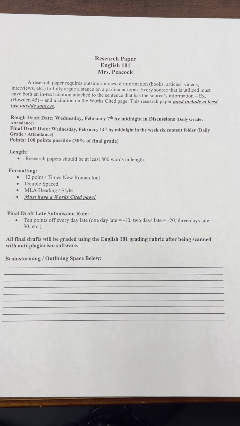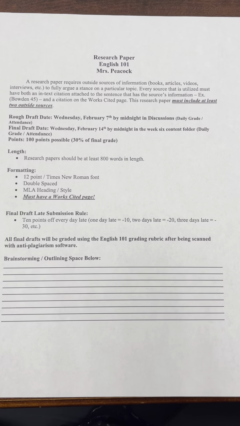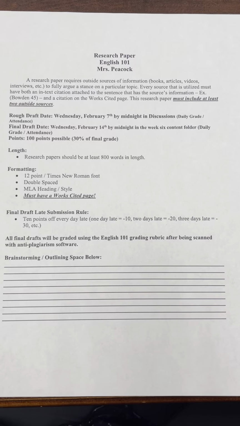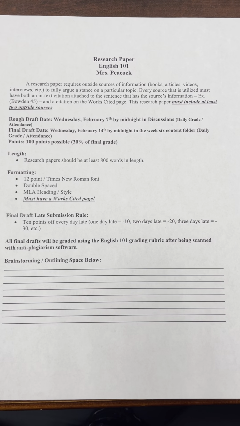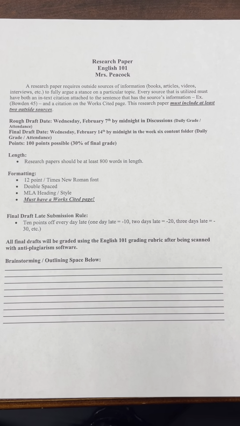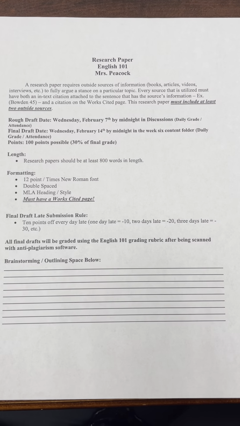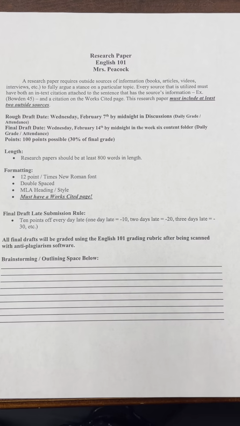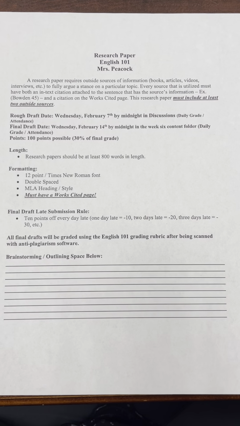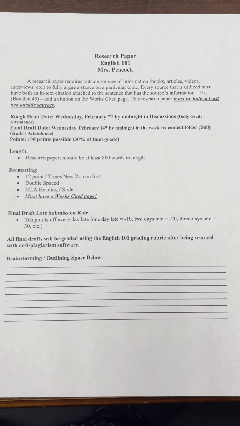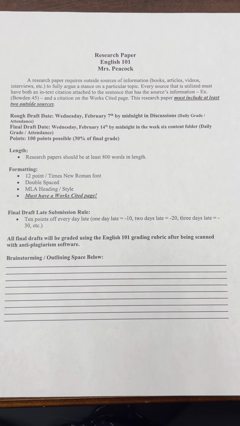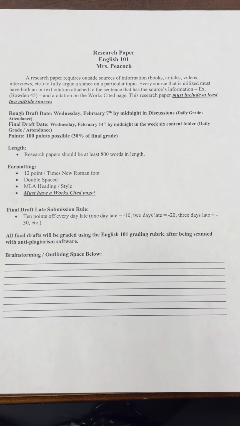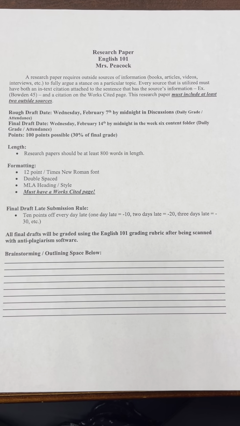A research paper requires outside sources of information, so that could be books, articles, videos, interviews, etc., to fully argue a stance on a particular topic. Every source that is utilized must have an in-text citation attached to the sentence that has the source information. So if the author was Bowden and it came from page 45, the in-text citation would be Bowden 45, and a citation on the works cited page. This research paper must include at least 2 outside sources.